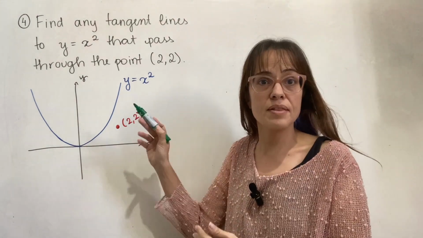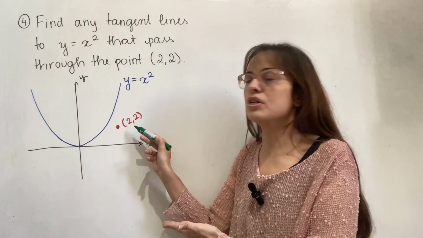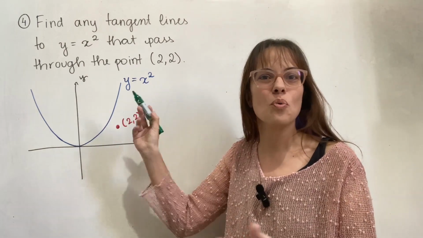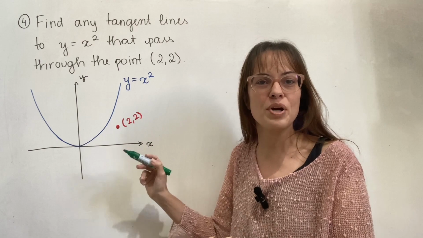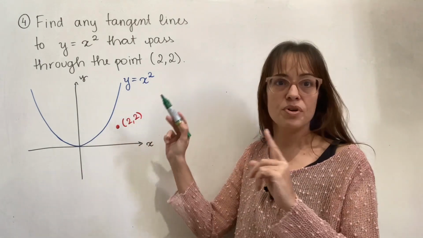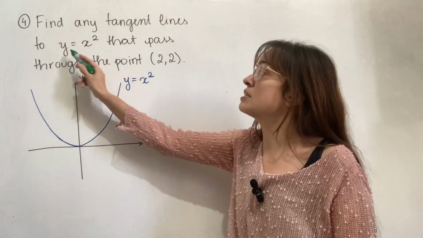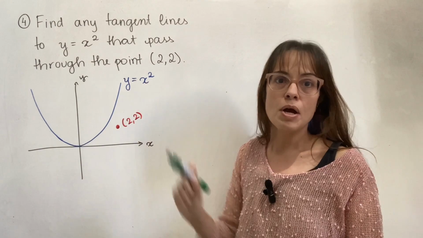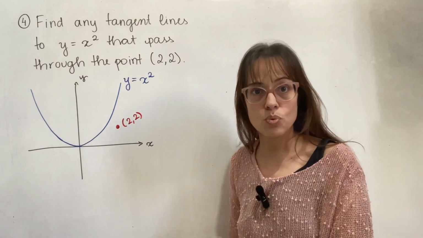The first one is that this function does not pass through this point. (2, 2) is not a point in the curve y equals x squared because 2 squared is not 2, it's 4. And people get confused with seeing the sequence of words y equals x squared passes through the point (2, 2). But that is not what is written there.